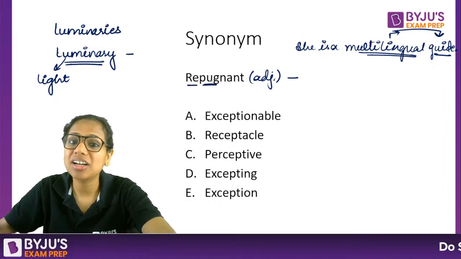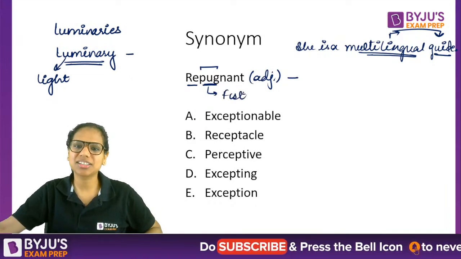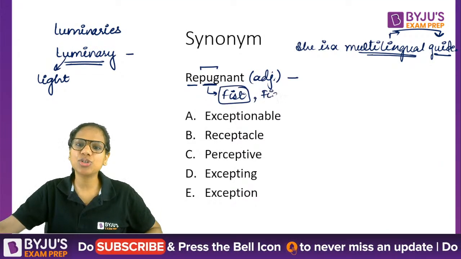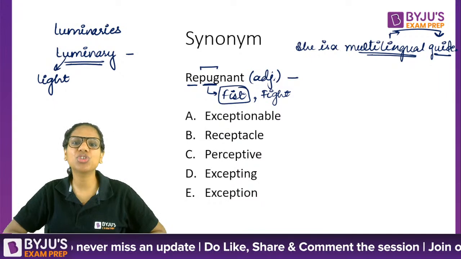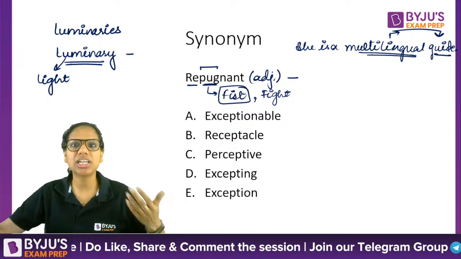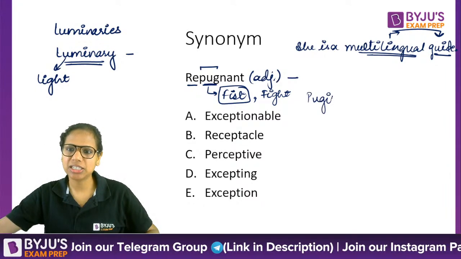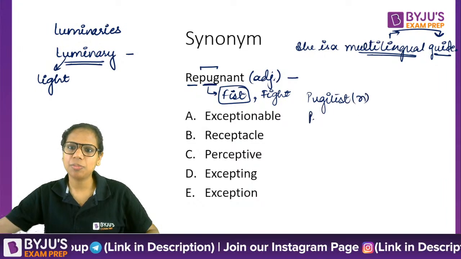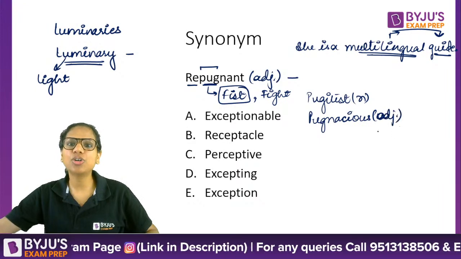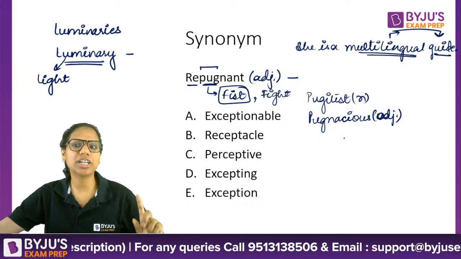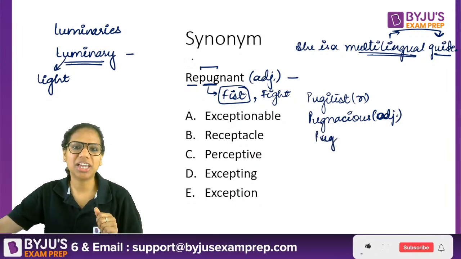See, repug. Remember we discussed the root pug in one of our sessions. Pug is actually a fist and it is used in the context of fighting. Pugilist. A boxer is called a pugilist. Pugnacious, a person who is very belligerent, likes to fight all the time. Pugnacious, someone who likes to fight. In fact, the dog Pug is called a pug because if you look at its face, it resembles a fist. So the name Pug comes from there.